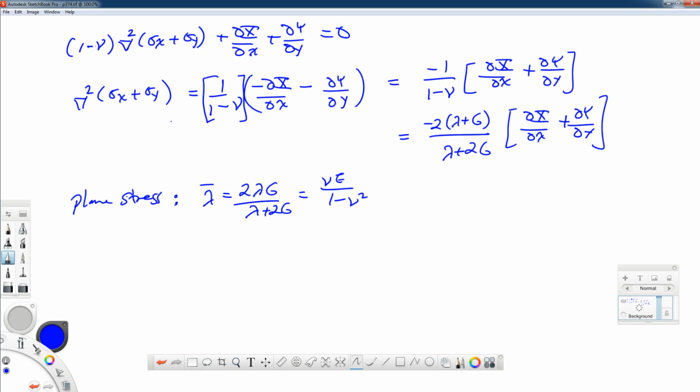The point, though, is that if we look at this equation, what we have on the left-hand side is something that looks like del squared operating on something. It's sigma x plus sigma y equal to some right-hand side. Now this is a partial differential equation. It's the Laplace equation. With differential equations, you can solve for a particular and complementary solution.